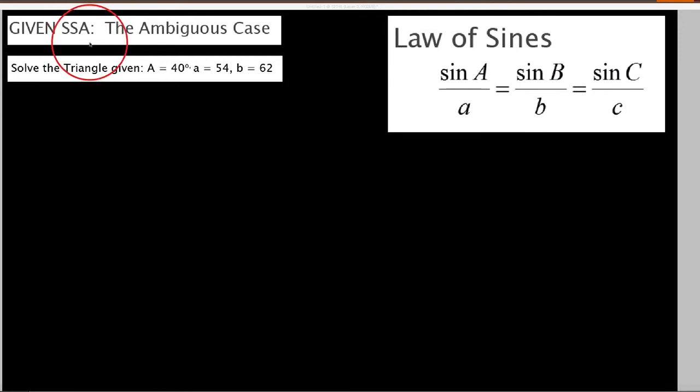Or you could think of it this way, you'll never forget this if you just spell that backwards: an angle and then two following sides. So let's talk about what the ambiguous case is in the first place here. It says solve the triangle given that we have these measurements. So we're going to try to sketch this out.